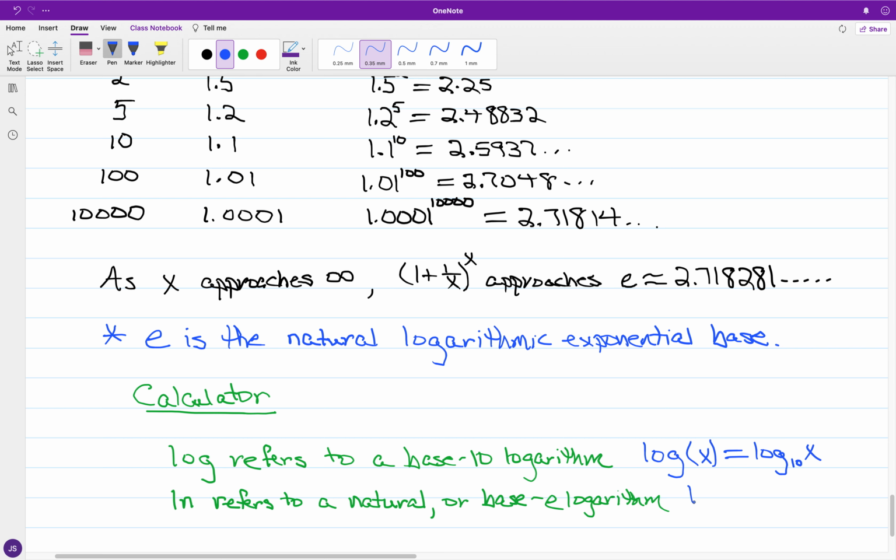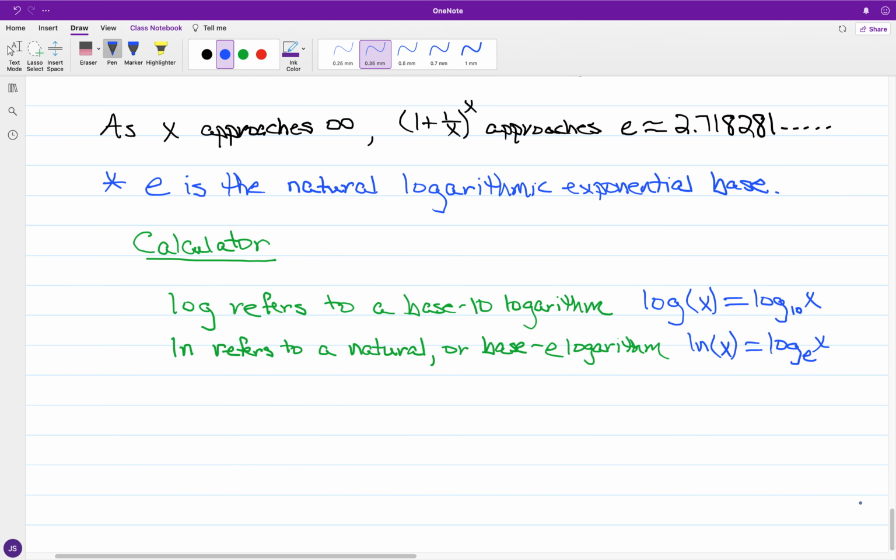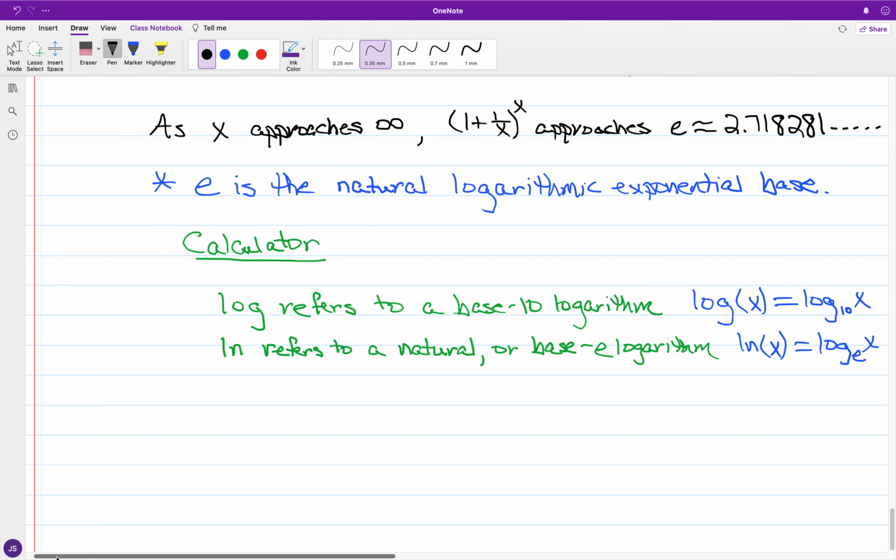And what you're going to have in the case of ln of x is the same as a base e logarithm of x. So in your calculator, if you're referring to a base e logarithm or natural logarithm, you use ln. For base 10 logarithms, you have log. Base 10 logarithms can have applications in many of the scientific fields, and base e logarithms can have an application in the realm of finance.